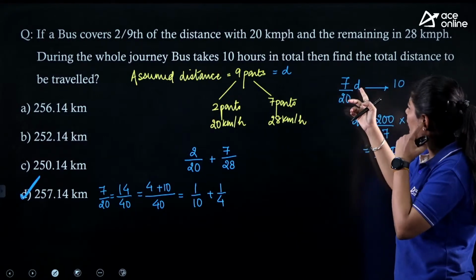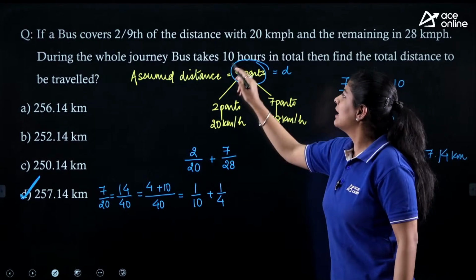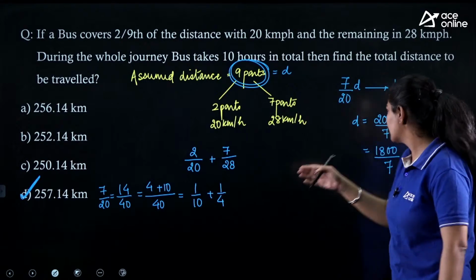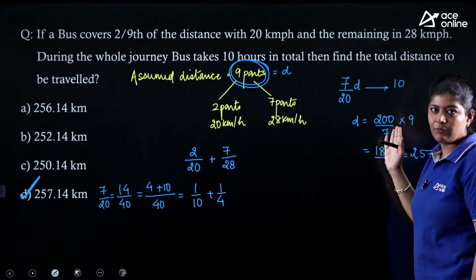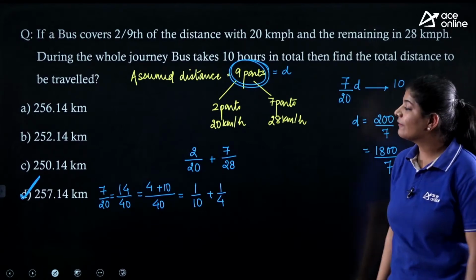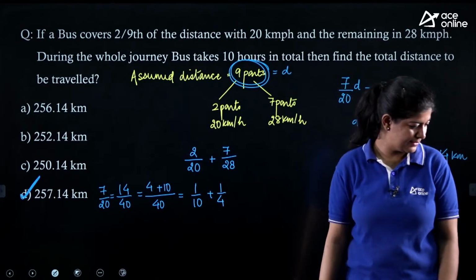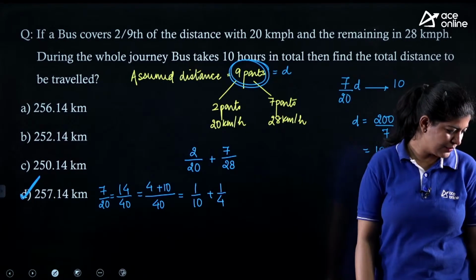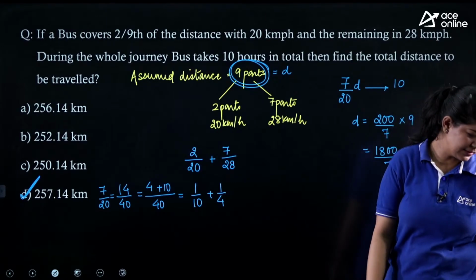You will get a value of D, and here we just assume that we covered 9 parts, so that's why we need to multiply it by 9 before getting the answer, and once we solve it, we got our answer as 257.14 kilometers, right? Very good Rakesh, very good Simriddhi, right?